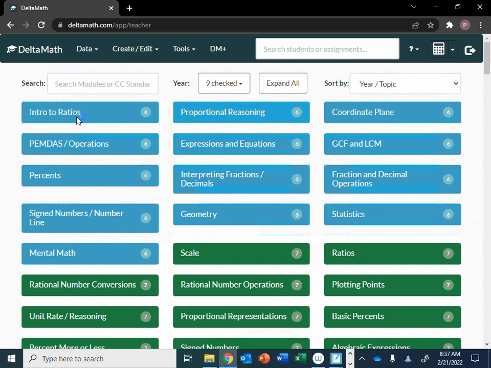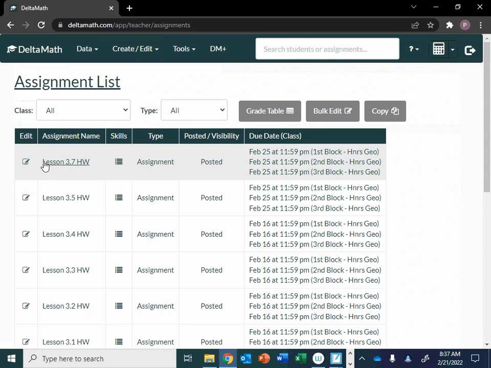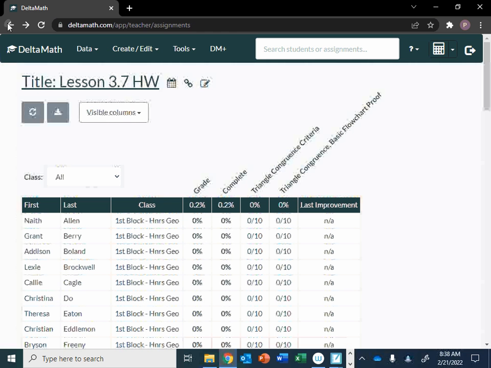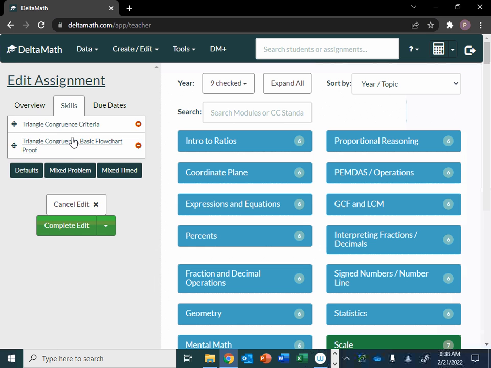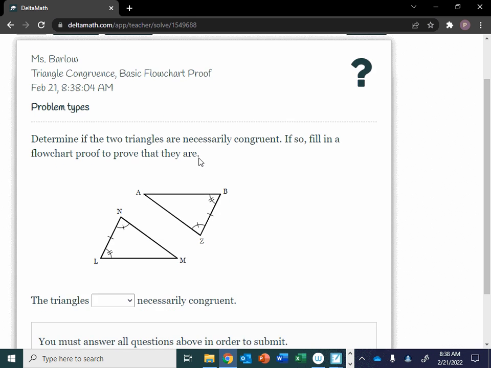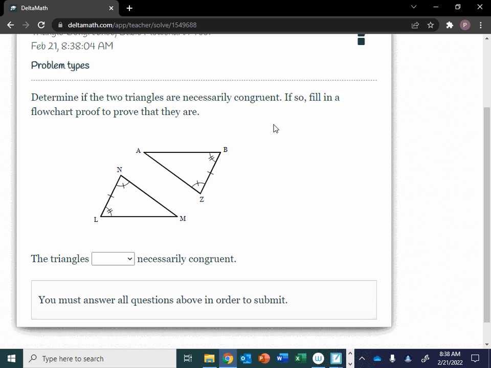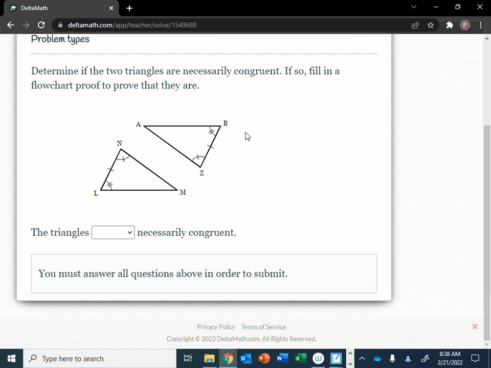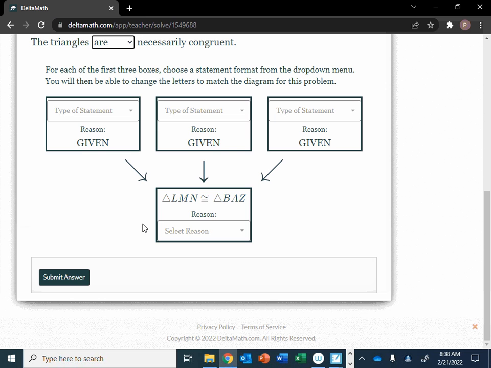Alright, so on your homework, there we go. Edit assignment. This one. Alright, so triangle congruence basic flowchart. First thing it's going to ask you is, are the triangles congruent or not? Looking at this picture, using one of these 5 theorems that we've talked about, does it look like these triangles are congruent by one of these? Which one? Angle, side, angle. So you would say the triangles are congruent, and then it gives you this flow chart.